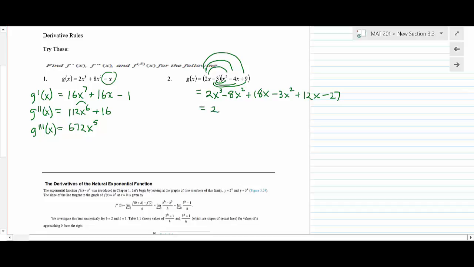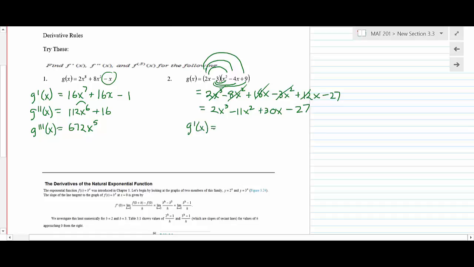Okay, so let's see, like terms, so I'm going to have 2x to the 3rd. Minus 8 minus 3 is minus 11x squared. 18 plus 12 is plus 30x. And then minus 27, like that. Okay, then from there you should be able to get the derivatives taken care of. Okay, all right.